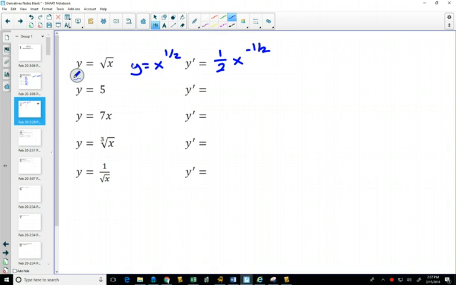Could I write 5 as x with an exponent? It's the same as 5x to the 0. What would happen if that 0 came in front? 0. And the derivative is 0, because it has no slope. And this one? If you did the same thing, can you see that you would get 7x to the 0? But what will we write instead of that? We'll just write 7.